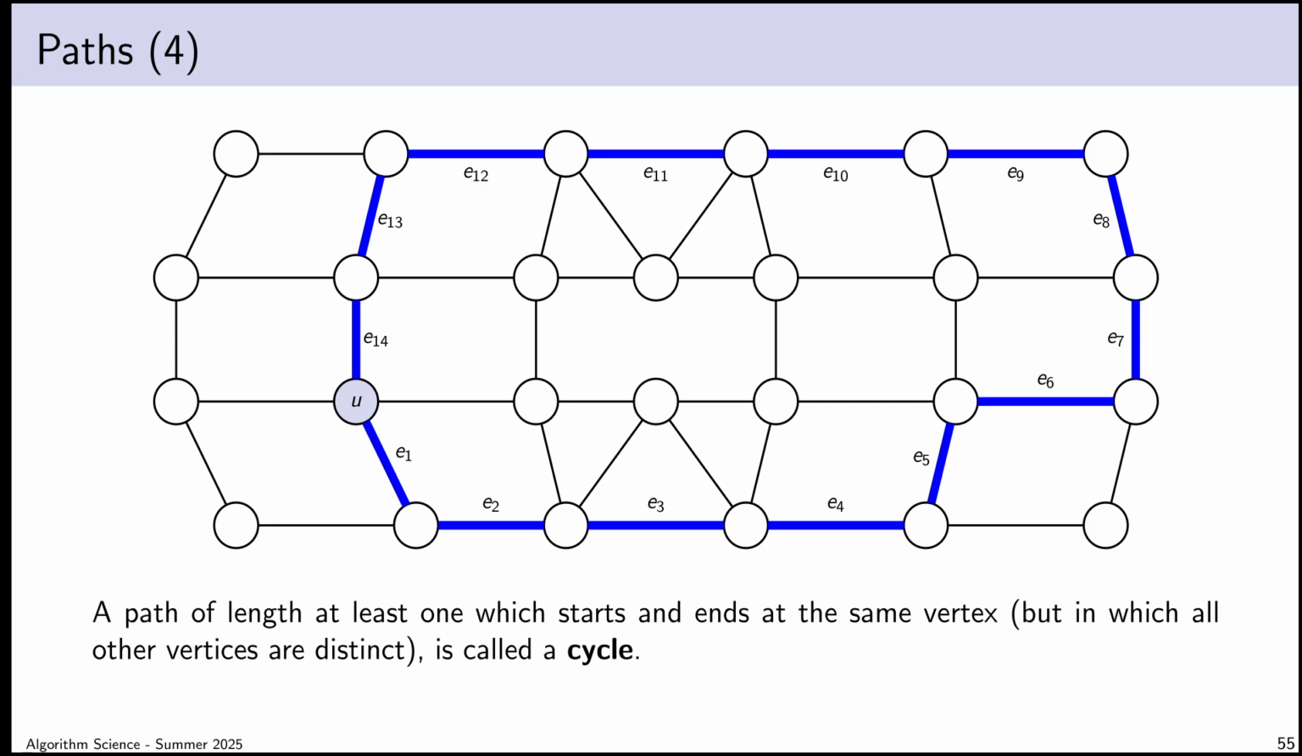If I have a path of length at least 1, so we can't talk about a cycle of length 0, if I have a path of length at least 1 that starts and ends at the same vertex, but where everything in the middle is distinct from everything else in the middle, then I have what's called a cycle. So a cycle is a way of walking around in a circle pretty much inside of a graph, where I never repeat any edges or vertices along the way.